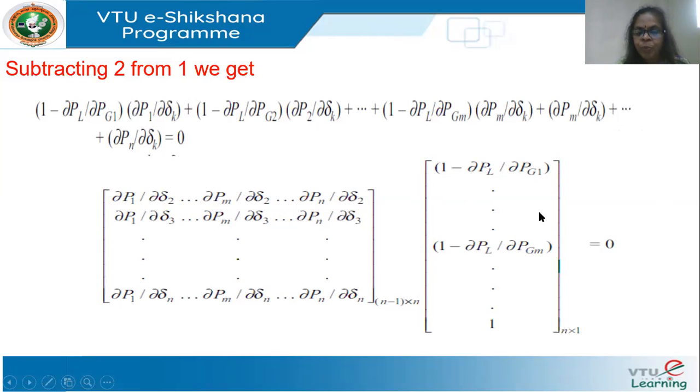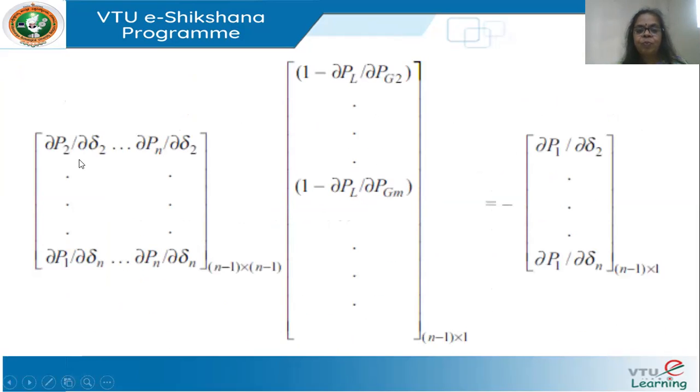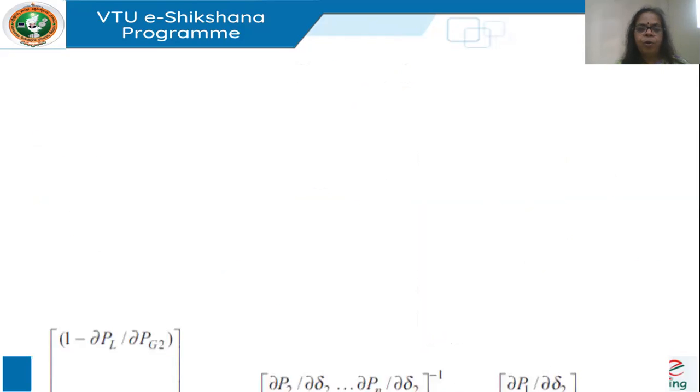So this equation I modify, removing the first term here and taking dou pl by dou pg1 to be 0, and I get this. So I get dou p1 by dou delta 2 onto the right side. Now the size of this is reduced to n minus 1 instead of n. And this also becomes n minus 1 cross n minus 1 because I have removed the first term. So this is simply a rewriting of the previous matrix by taking dou pl by dou pg1 to be equal to 0. Right? Fine.